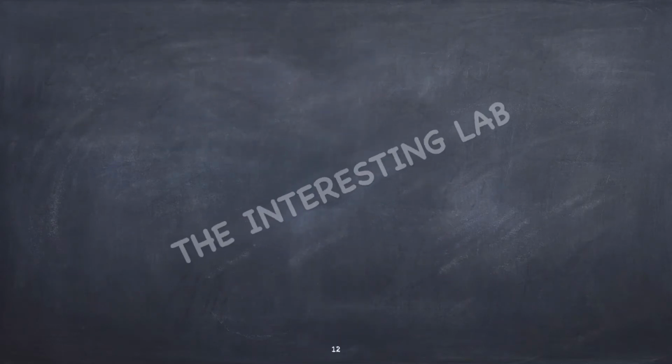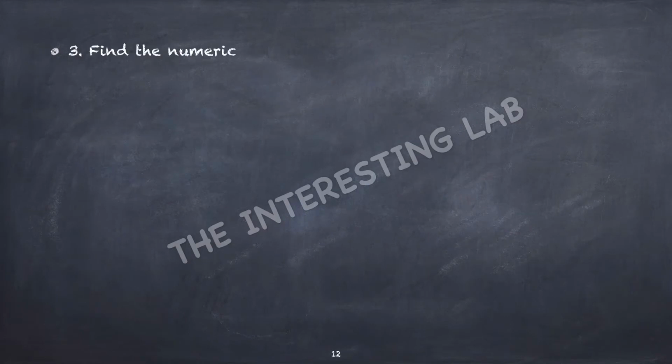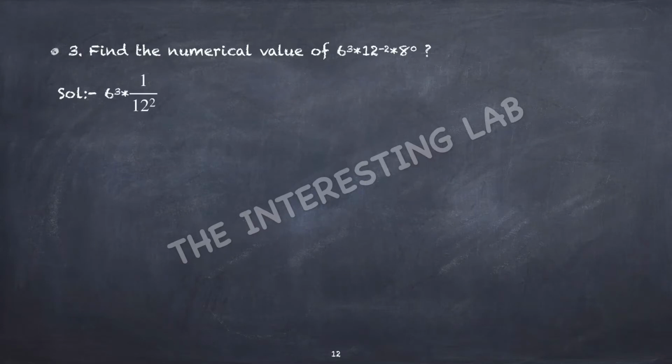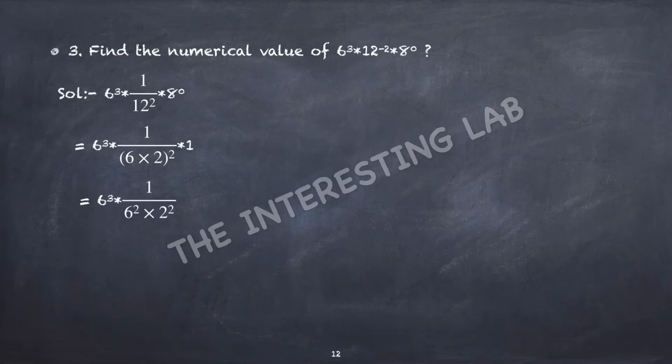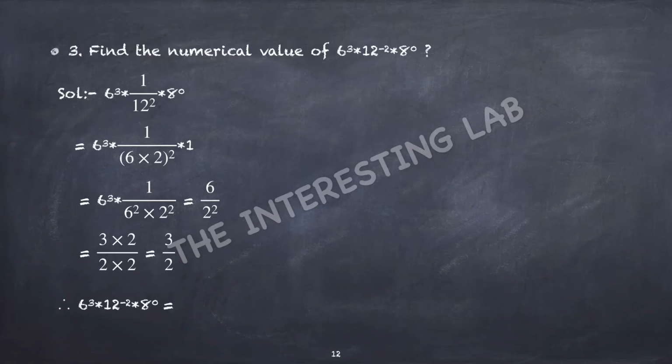3. Find the numerical value of 6 cubed times 12 power minus 2 times 8 power 0. Solution: 6 cubed times 1 by 12 square times 8 power 0 equals 6 cubed times 1 by 6 times 2 square times 1 equals 6 cubed by 6 square times 2 square equals 6 by 2 square equals 6 by 4 is equal to 3 by 2. Therefore, 6 cubed times 12 power minus 2 times 8 power 0 equals 3 by 2.